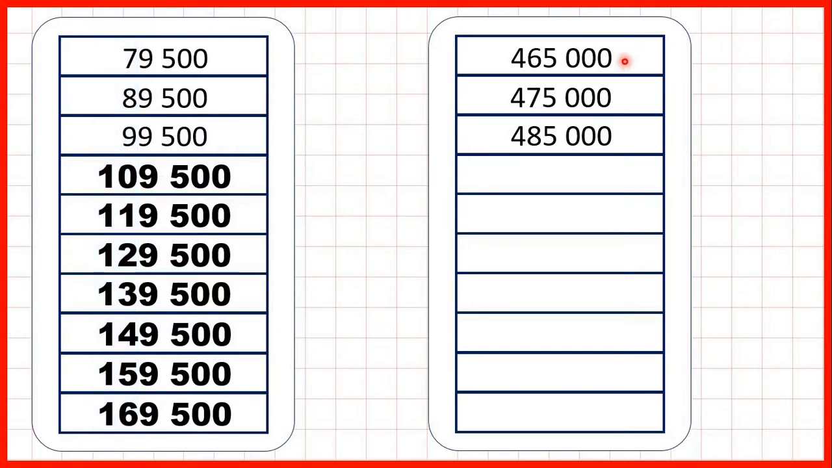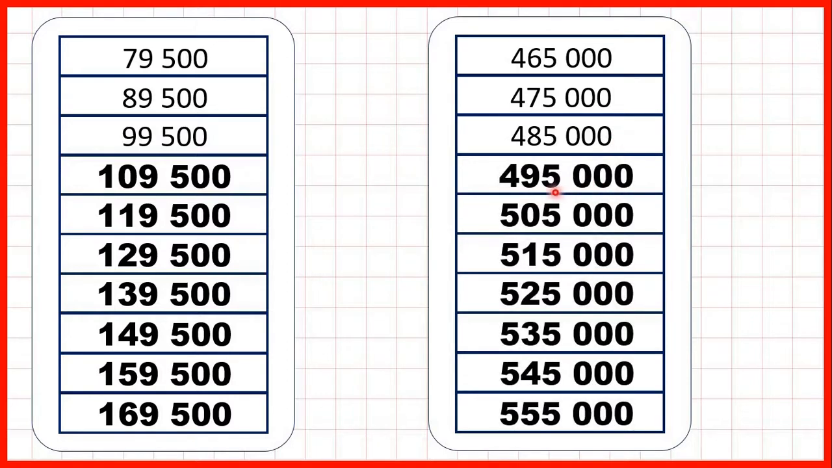Now, 465,000, 475,000, 485,000. If we show the next 7 numbers, again we can see that we're really just counting in ones, but then leaving our thousands, hundreds, tens, and ones digits the same, because we're adding 1 10,000 each time.